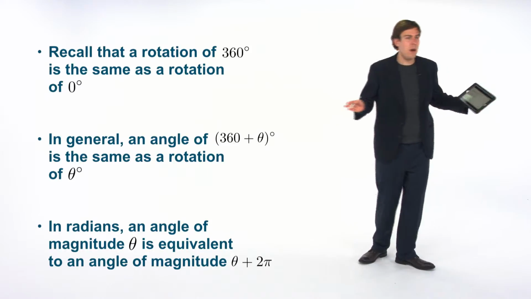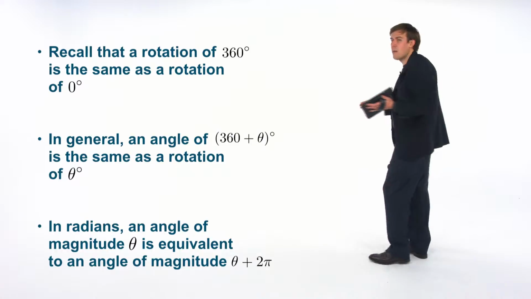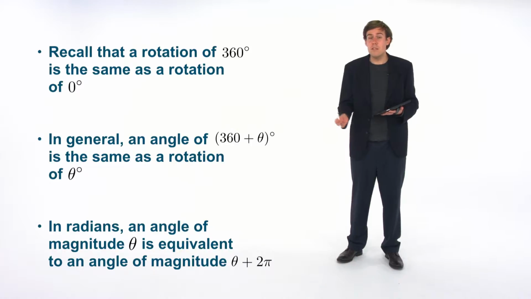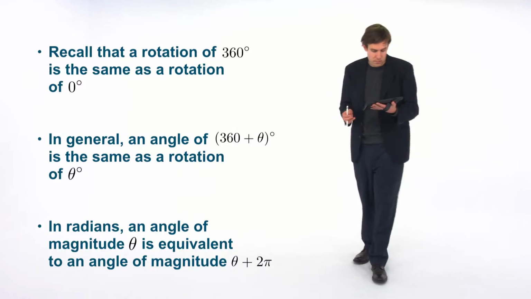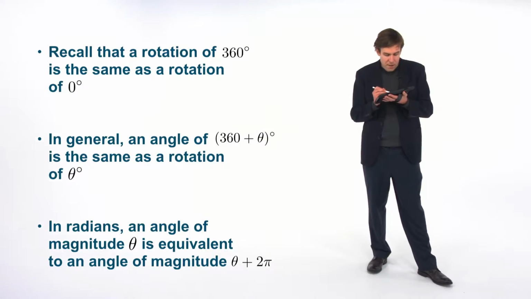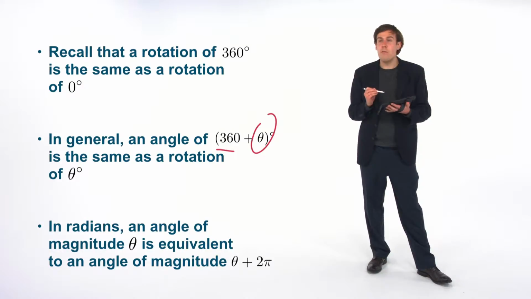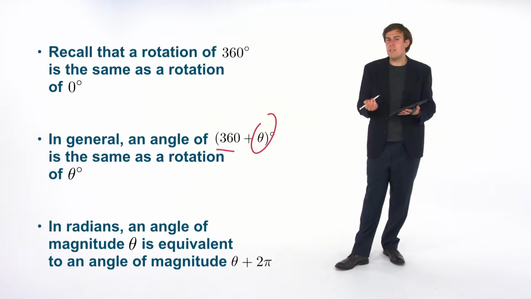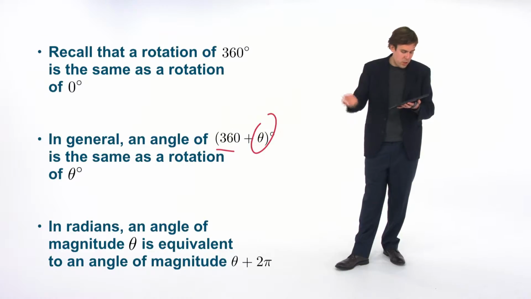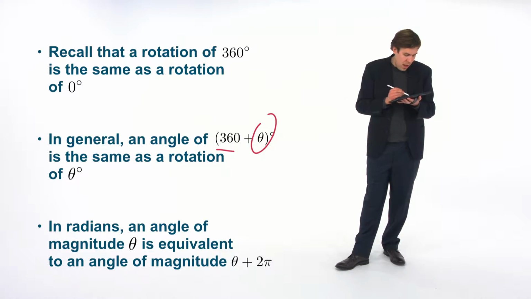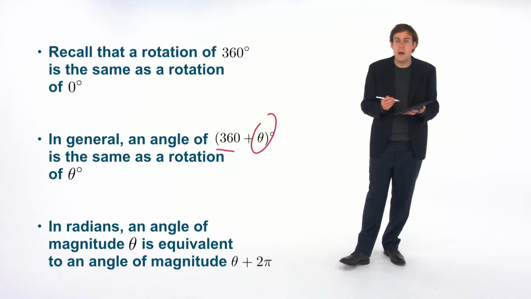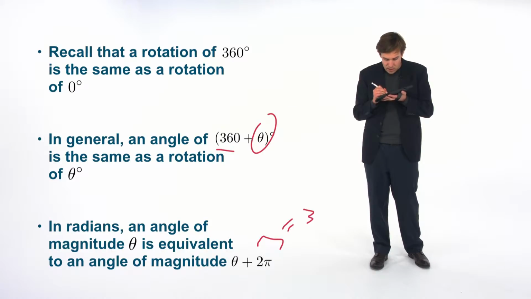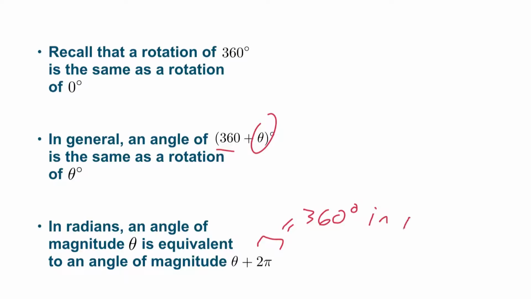If I turn 360 degrees, I end up exactly back where I started. That is, a rotation of 360 degrees is the same as a rotation of 0 degrees. In general, if I have some angle theta and I add 360 degrees to it, this gets me exactly back to where I started. So in some sense, these are the same angle. To talk about this in terms of radians, an angle of magnitude theta is equivalent to an angle of magnitude theta plus 2 pi, since 2 pi is equal to 360 degrees in radians.